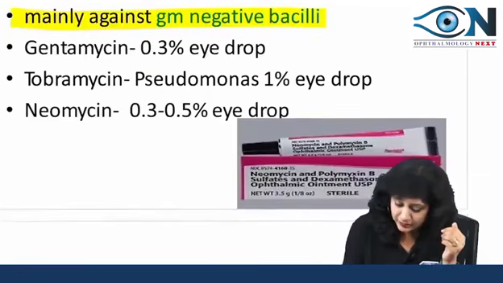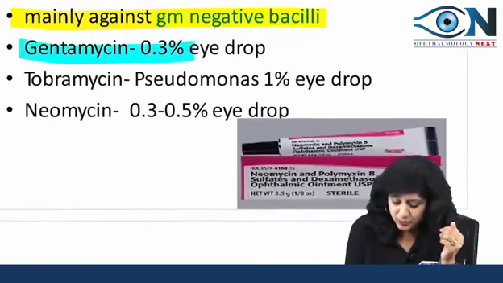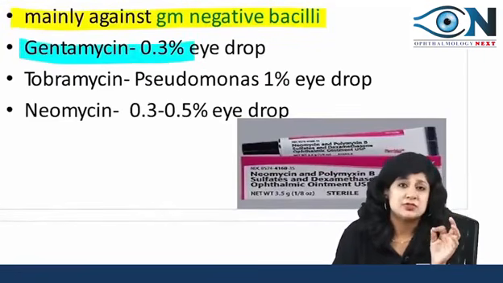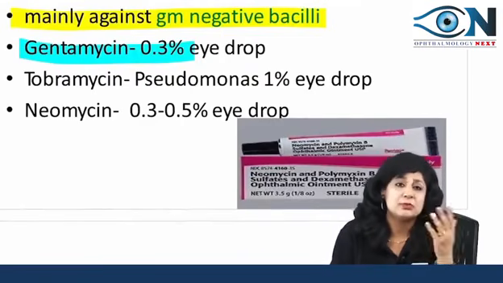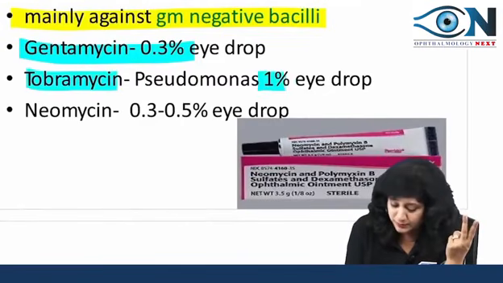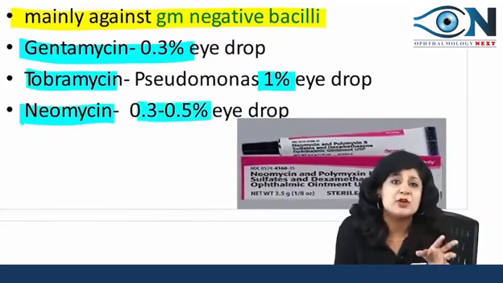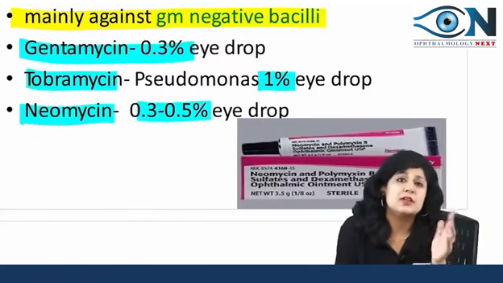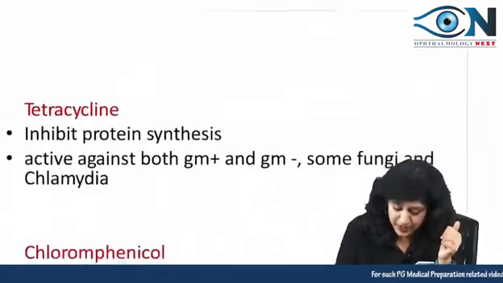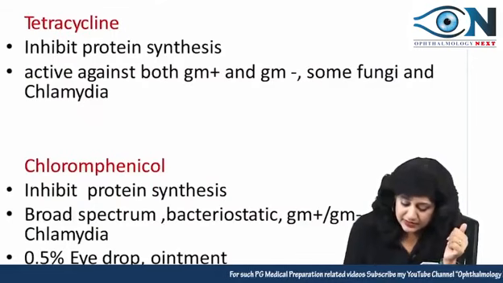So for this we have got gentamicin 0.3%. Remember the concentration for the simple drugs, that could be asked. Tobramycin we have got 1% and neomycin 0.3 to 0.5%. They won't be asking every concentration, but these basic drugs which are commonly asked, it's better you remember them. Okay. Now the second one is your tetracycline.